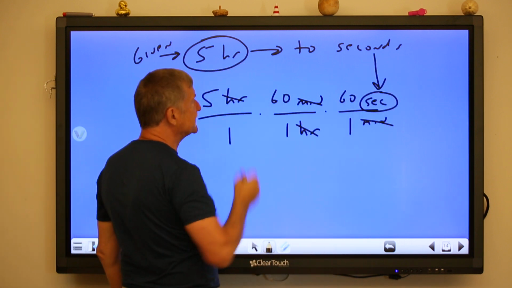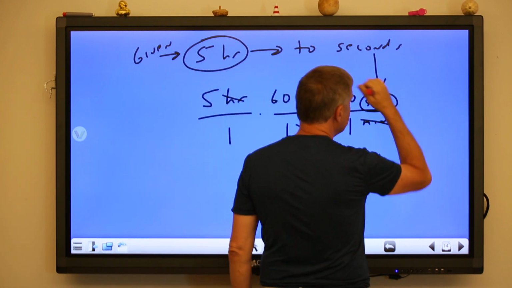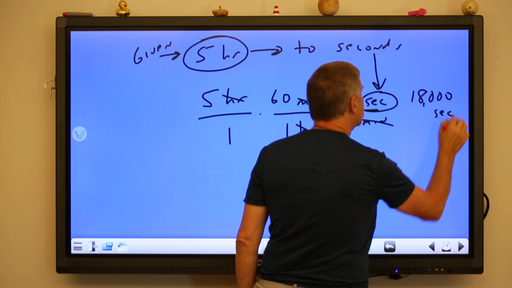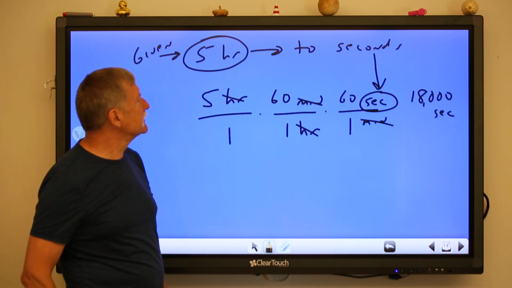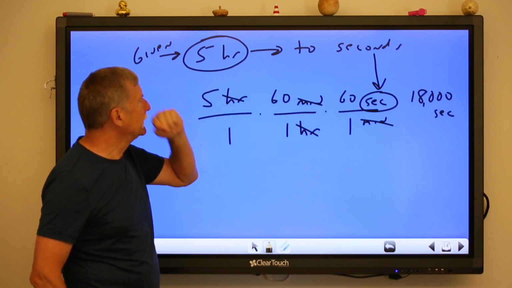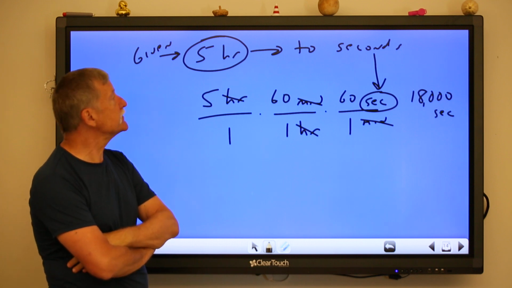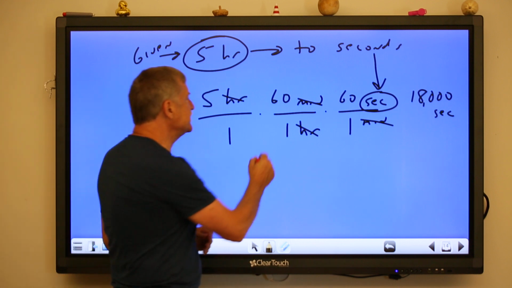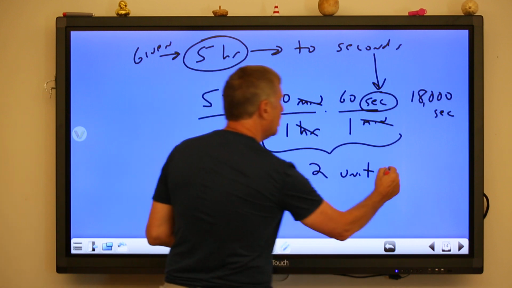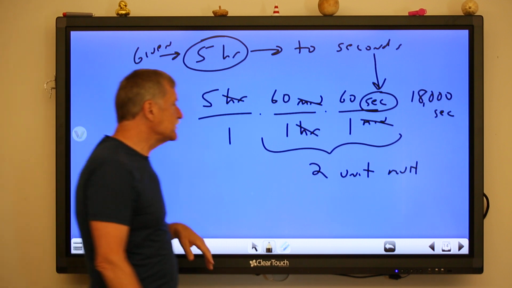So 5 times 60, that's 300, times 60 over 1 is 300 times 60, 3 times 6 is 18, with 3 zeros after it. 18,000 seconds. And this is the idea of using 2 unit multipliers to get where you want to go if you can't do it in 1 step. All right, let's try another one.